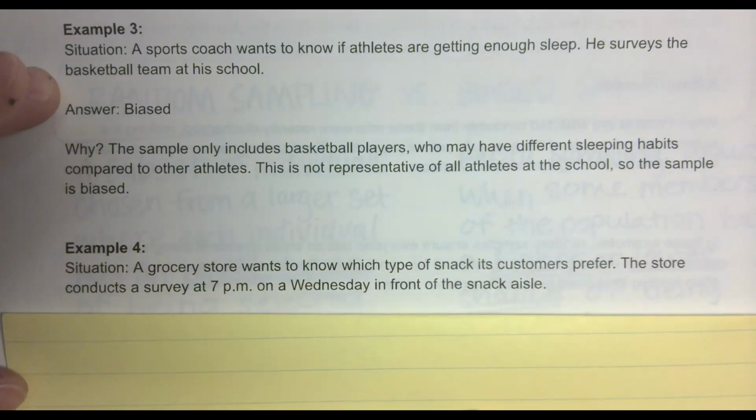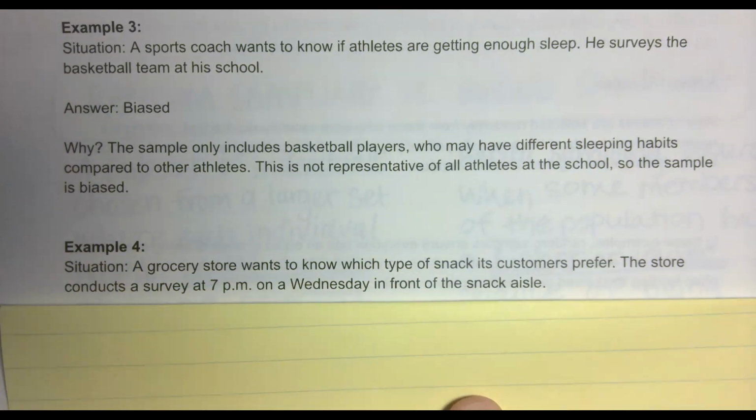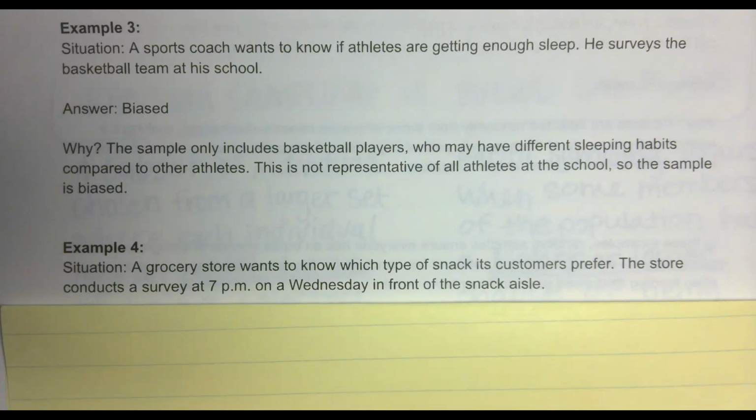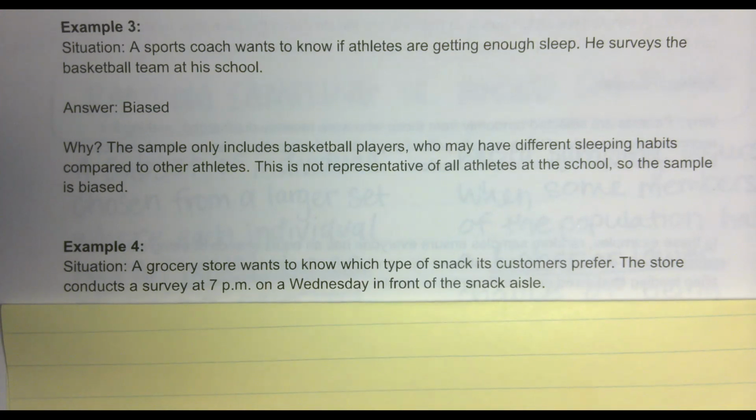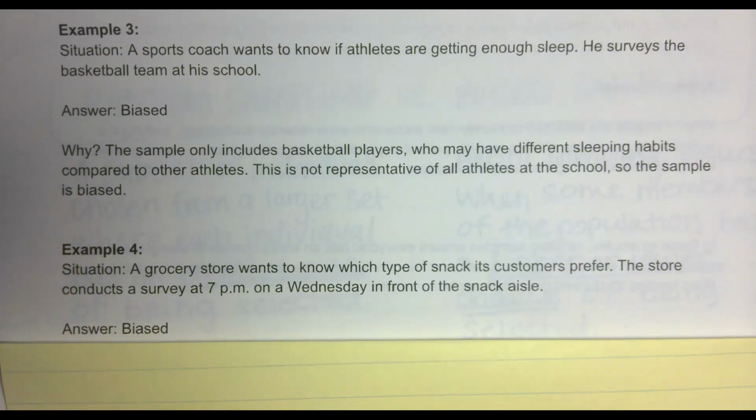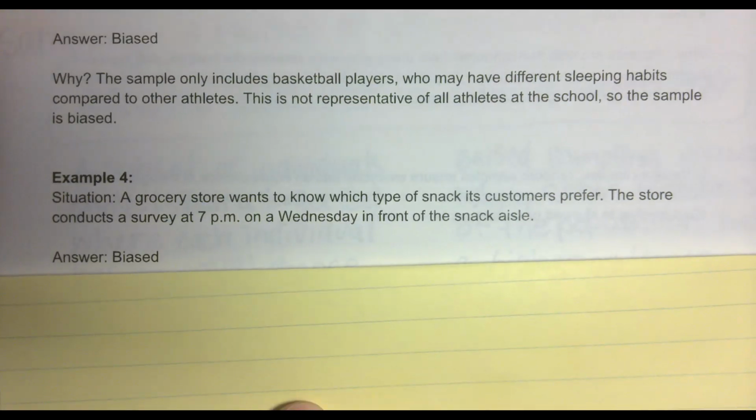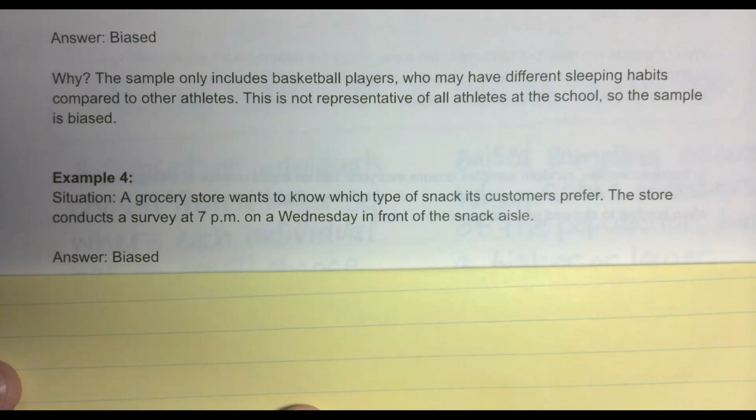Okay. A grocery store wants to know which type of snack its customers prefer. So the population they're trying to sample from is every customer that will come to that store. The store conducts a survey at 7 p.m. on a Wednesday in front of the snack aisle. Biased. Why is that biased? It's only happening at 7 p.m. It's only happening on Wednesday. The day and the location. Yes, it's the time, the day, and the location. They're only doing it in front of the snack aisle.